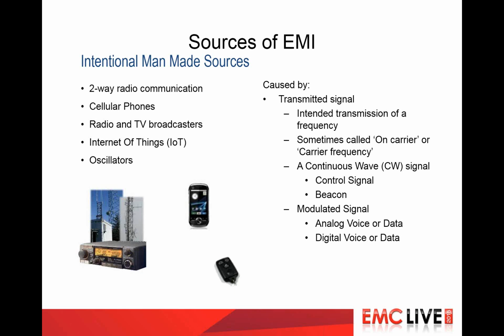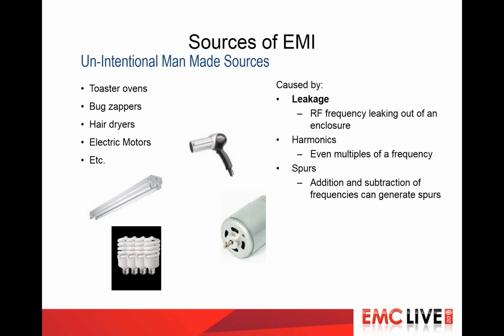Now, there are man-made intentional sources: two-way radio communications, cell phones, Internet of Things, things that are actually transmitting, broadcasting to something else. You can call this stuff on carrier or carrier frequency. It's an intended transmission of a frequency. It could be a beacon or a control signal to control stuff. It could be modulated, whether it's voice or data, analog or digital. Those are intentional man-made sources. And typically what you end up doing is measuring for harmonics or spurs away from the intentional carrier.